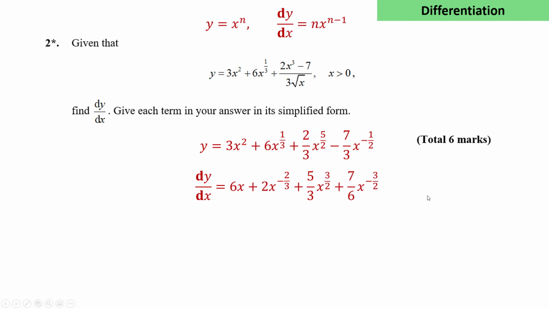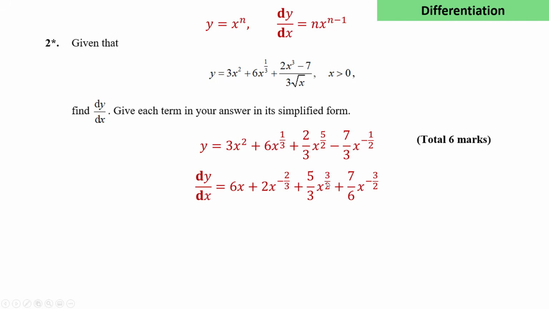Now we're in the situation where we can differentiate term by term using the standard recipe. So here we differentiate the x squared to get 2x, so this becomes 6x. This term here we're going to multiply by a third, so it will become 2, and reduce the power by 1, so a third minus 1 equals minus 2/3. This term here we're going to multiply by 5 over 2, so that will give us 5 over 3.